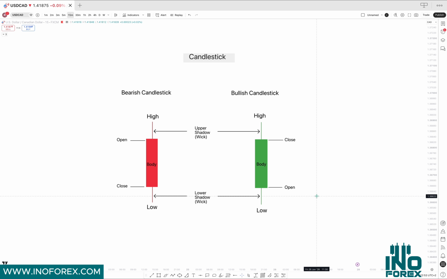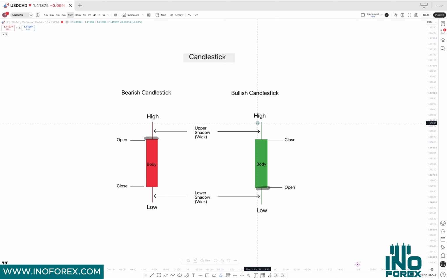Let's go to the bullish candlestick. The parts of the bearish candlestick are the same as the parts of the bullish candlestick, with only one difference. The difference is the opening price and the closing price. The opening and closing prices of the bearish candlestick are opposite from the bullish candlestick. On the bearish candlestick, the opening price is above, and on the bullish candlestick, the opening price is below. When the market is bullish, the candlestick opens from this point and closes at this point.